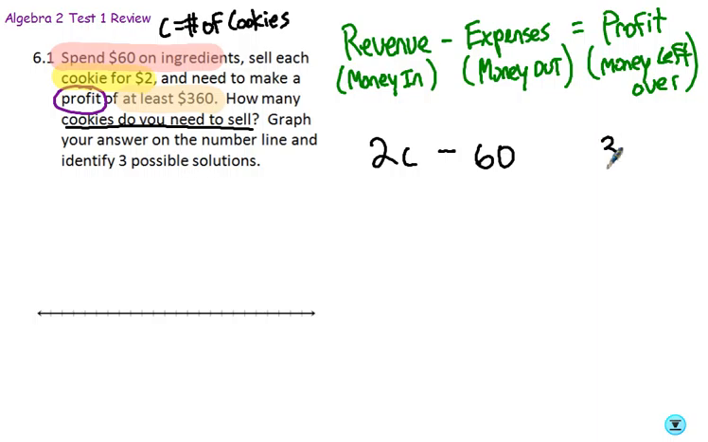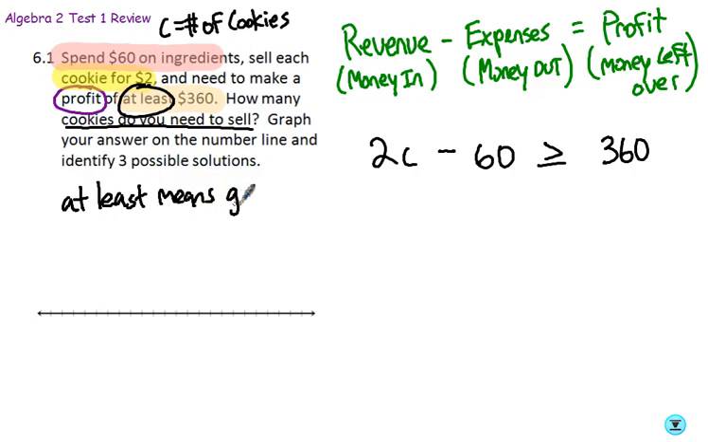So I'm going to put 360 here, and then we have to decide, well, it's not equals, because we said it doesn't have to be exactly 360. If we made more, then great. So what we want is for it to be greater than or equal to 360, right? Let's make a note of that. Where did we say at least? Oh, at least. So at least means greater than or equal to.